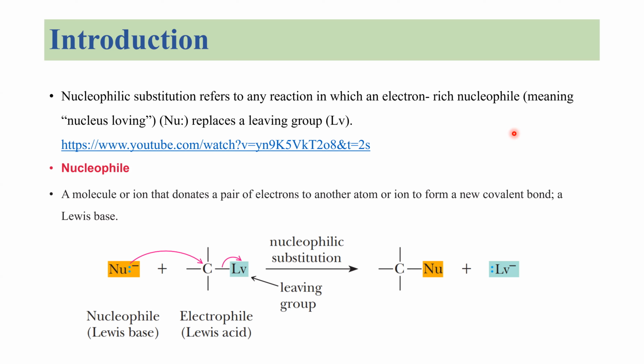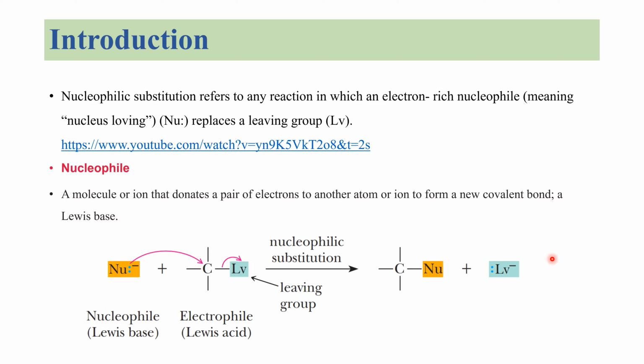that it is looking for an electron deficient center or zone. Another way to say it, a nucleophile is a molecule or ion that donates a pair of electrons to another atom or ion to form a new covalent bond. It is also termed a Lewis base because, according to the Lewis definition of a base, a species which is able to donate a pair of electrons is a Lewis base. A Lewis base is rich in electrons, and when it behaves as a source of an electron pair, it is termed a nucleophile.